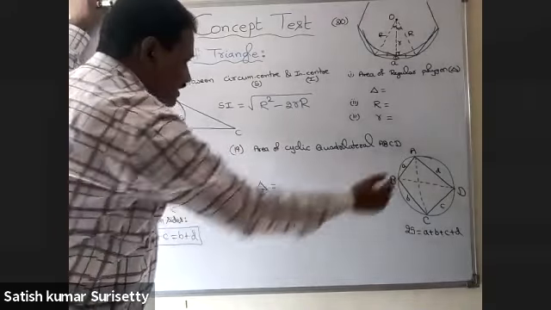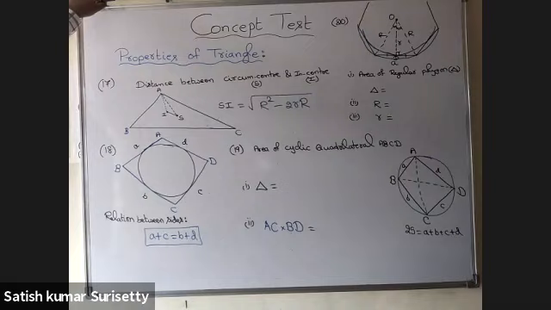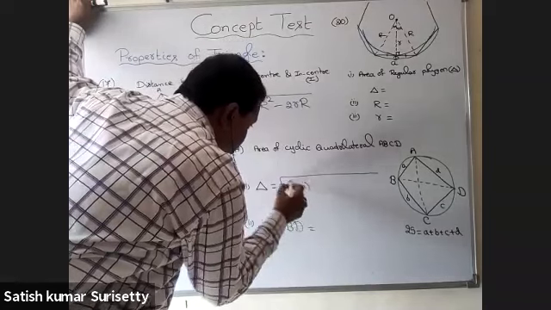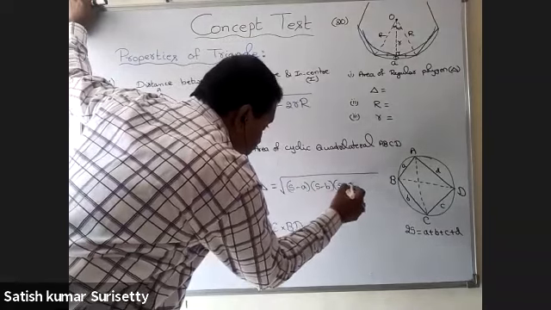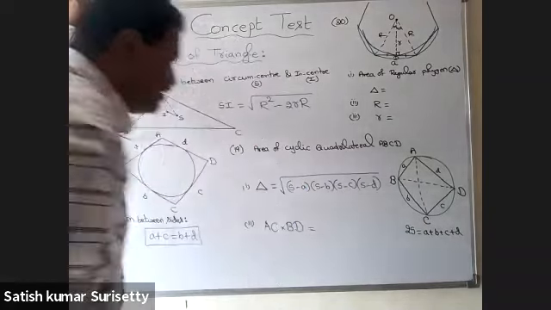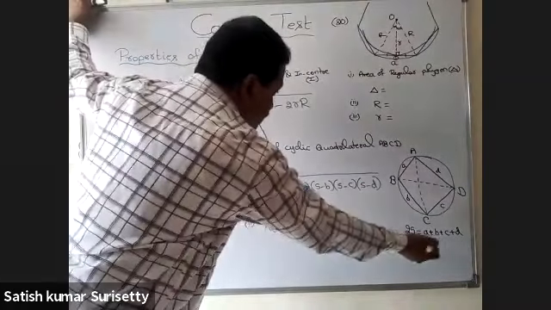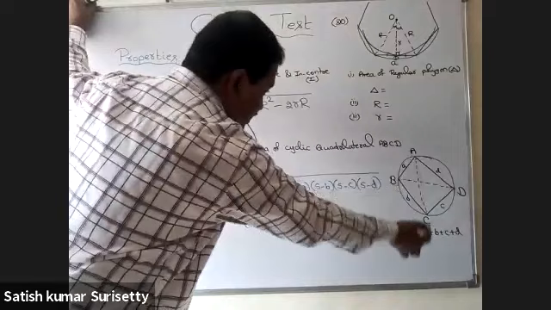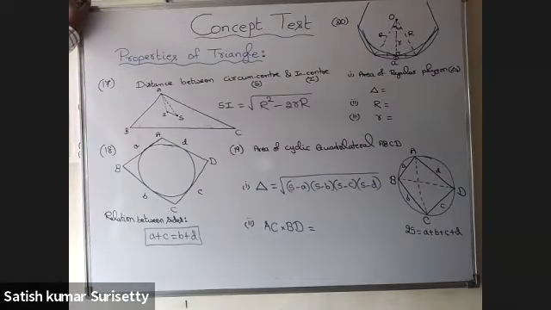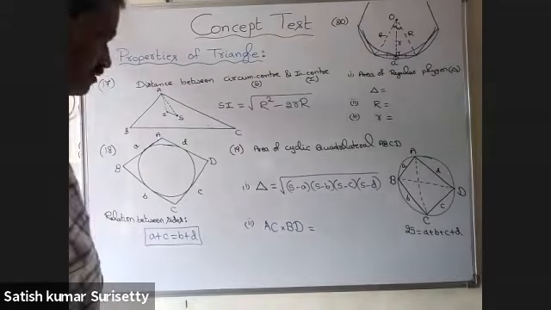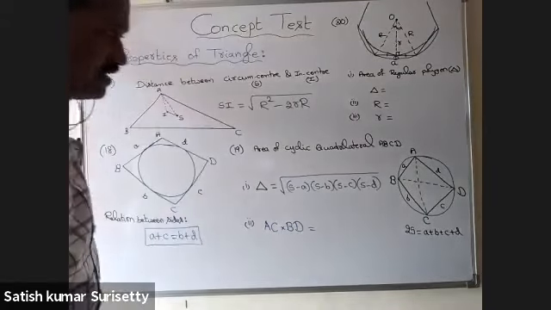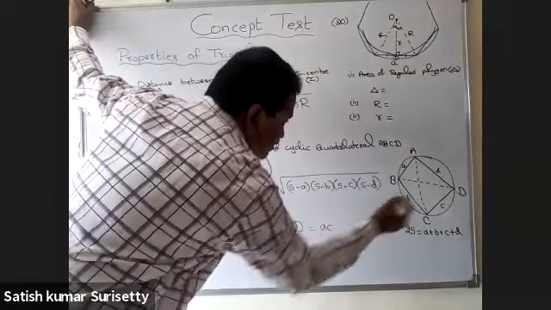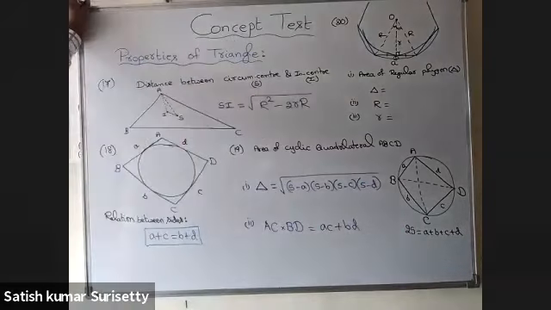Next, area of cyclic quadrilateral ABCD, whose side lengths are a, b, c, d, is delta equals square root of s minus a, s minus b, s minus c, s minus d, where s is the semi-perimeter. So 2s equals a plus b plus c plus d. Next, the product of the lengths of the diagonals AC and BD in a cyclic quadrilateral ABCD, which is Ptolemy's theorem: the product of the lengths of diagonals equals the sum of the products of the opposite sides.